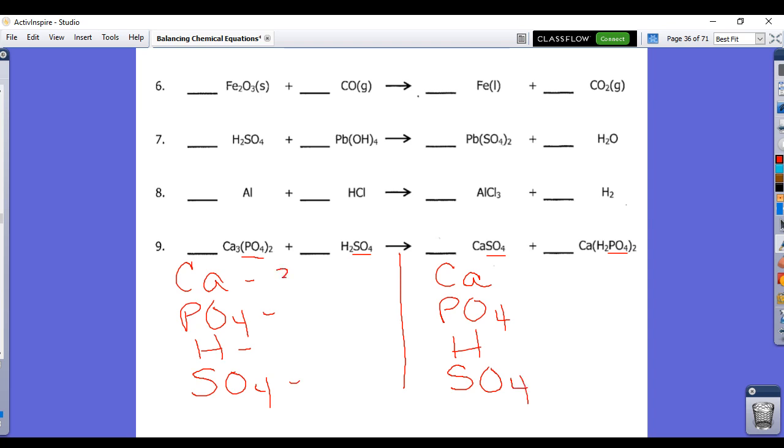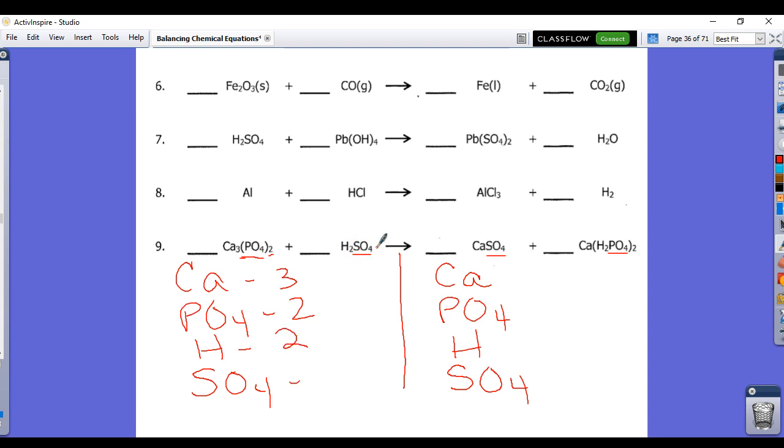So Ca has a subscript 3 right there, so we're going to write a 3. This PO4 is in parentheses with that 2, so that means there's 2 PO4s. Hydrogen has a 2 after it, so that's 2.